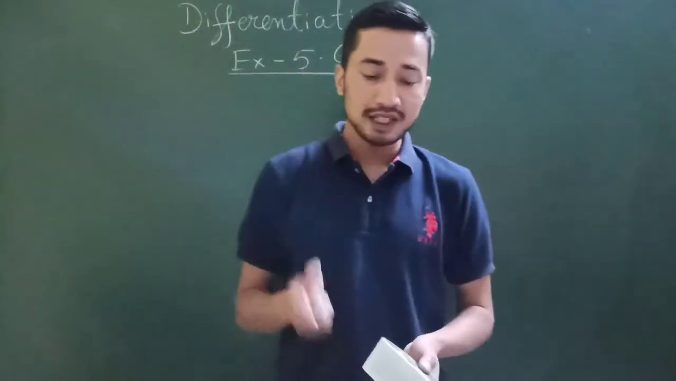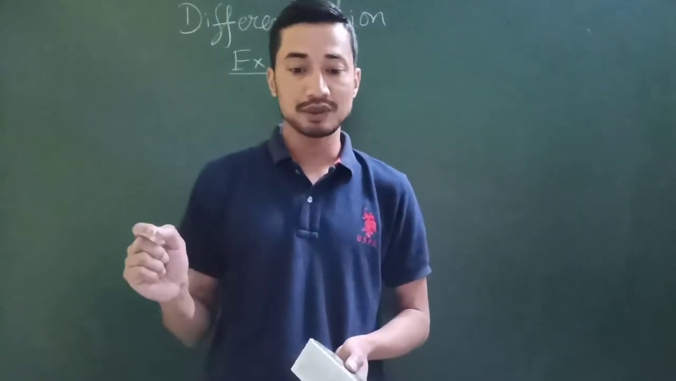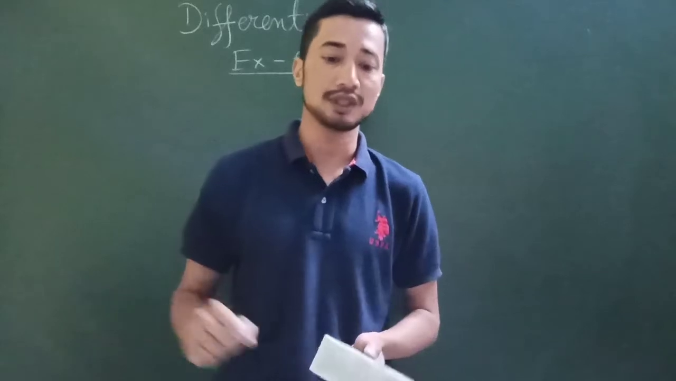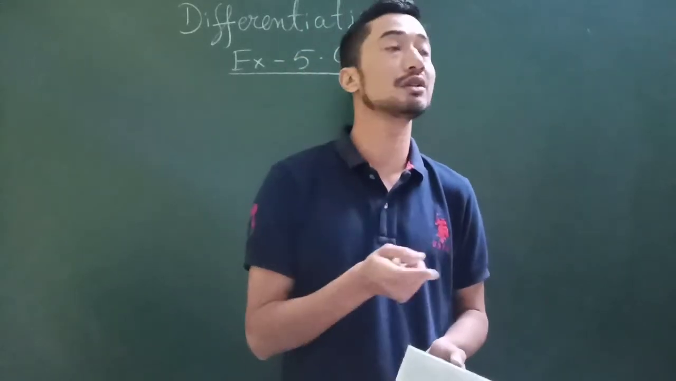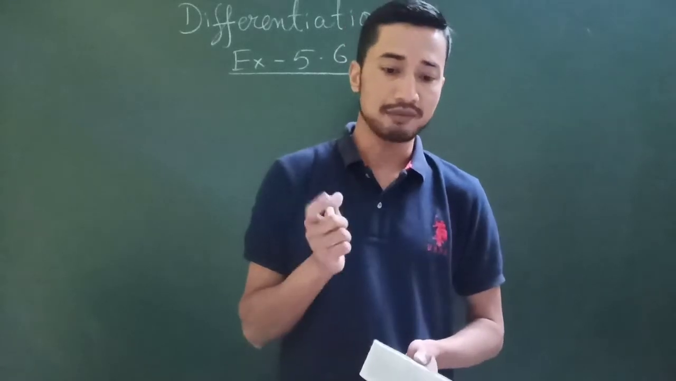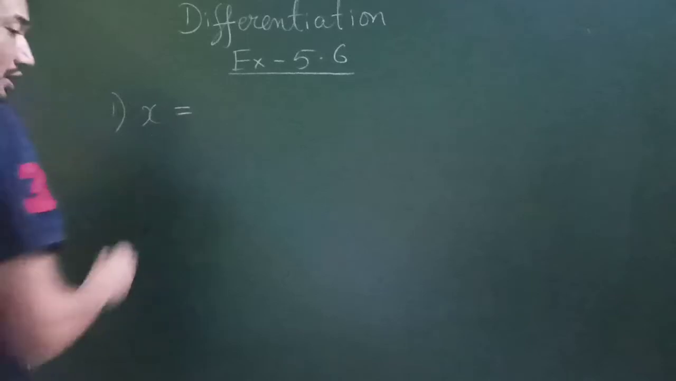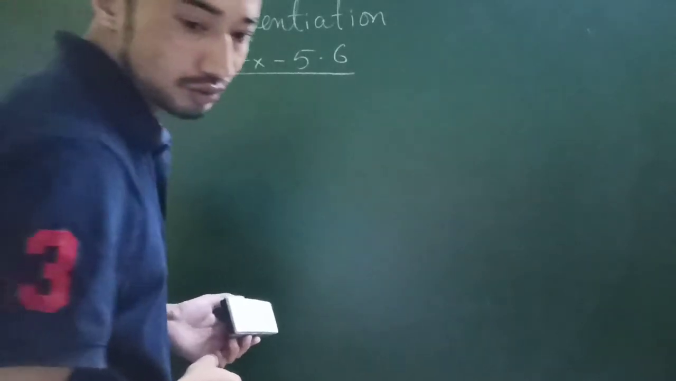So I read that question again. If x and y are connected parametrically by the equations given in exercises 1 to 10, without eliminating the parameter, find dy by dx. First question. Let me start with the first question. x, what is it? x equals 2at square.